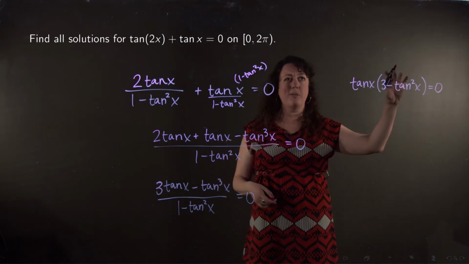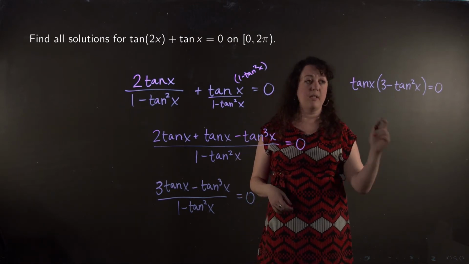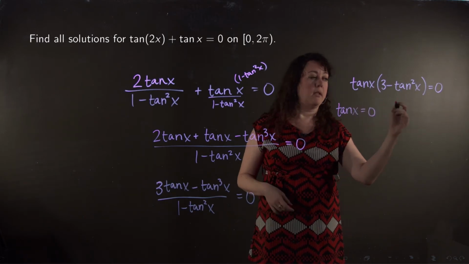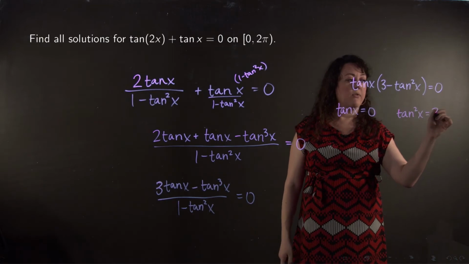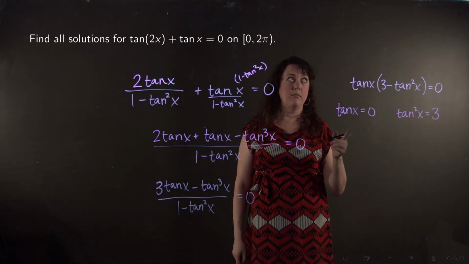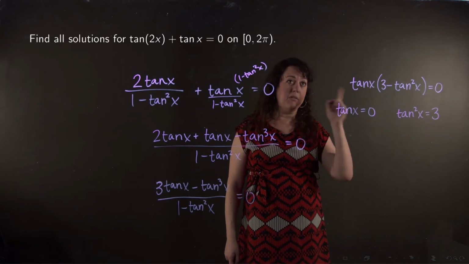Technically, I can factor this one step further, but it gets gross with radicals in there. So I'm going to just set these separately equal to 0. The first one says that tan x equals 0. The second one says that tan squared x equals 3. This one tells me where is tangent equal to 0. It's equal to 0 when sine is equal to 0, which means it's at 0 and pi.